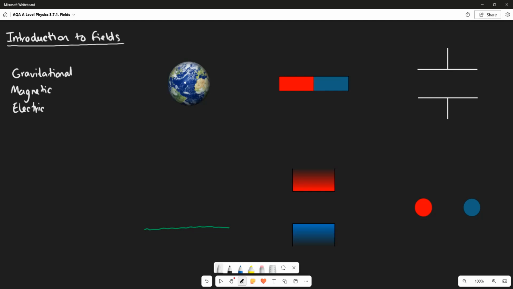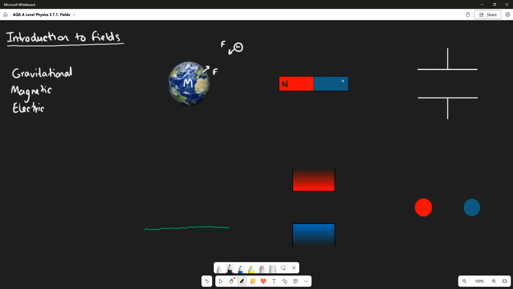Gravitational fields exist around objects with mass. They can even be objects with very small mass. These two objects will interact and exert a non-contact force on each other that is equal and opposite.